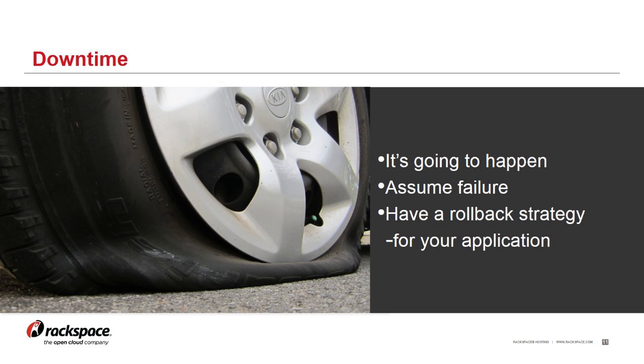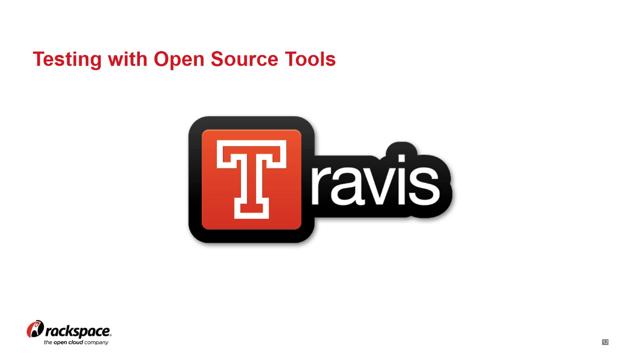No matter what, downtime is going to happen. You should assume that failure is going to happen. Have a rollback strategy. But let's say you're not even at that state yet. How do you run your tests?